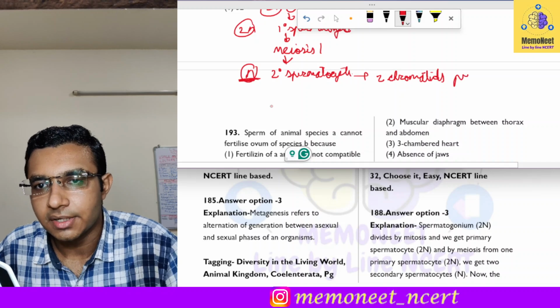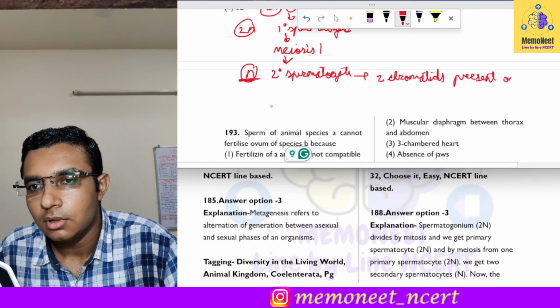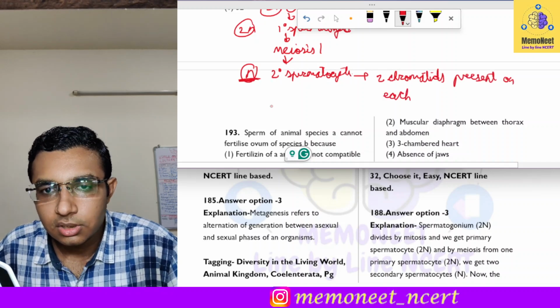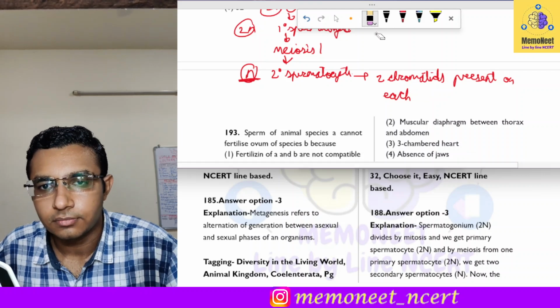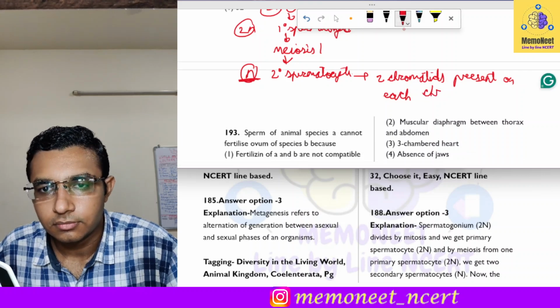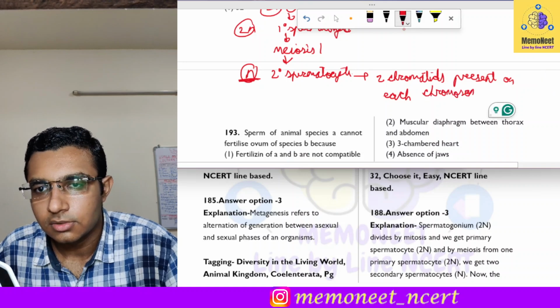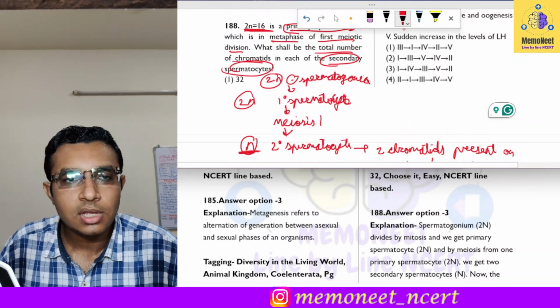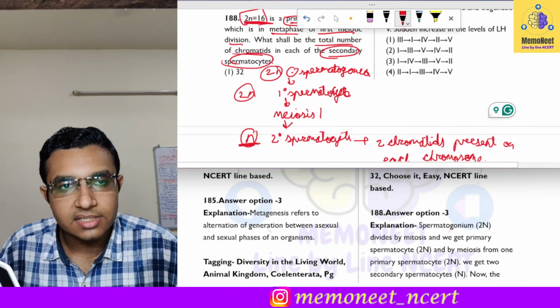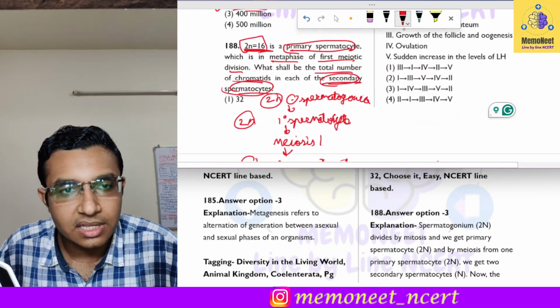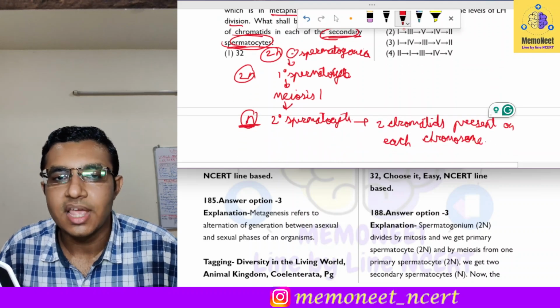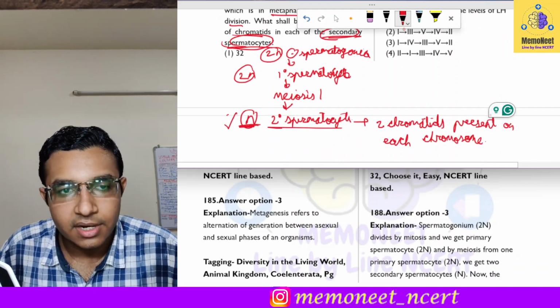will be present on each chromosome. Okay, so now we are given that 2n is equal to 16, but we have to find the number of chromatids in each of the secondary spermatocytes, and in the secondary spermatocyte it is haploid in nature.